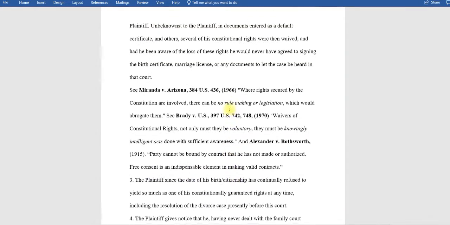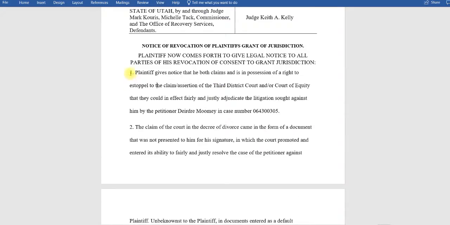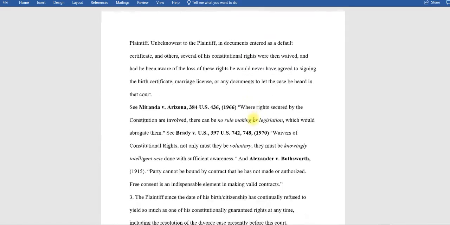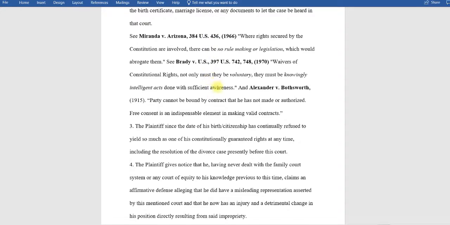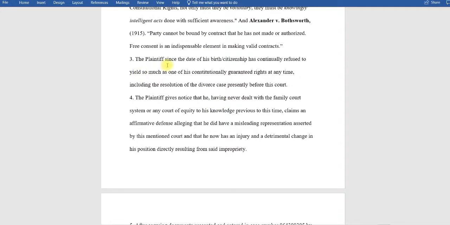Okay. Now the other thing I want to show you too is I am numbering my paragraphs. Okay? This one all has to do with the same thing. So the plaintiff, since the date of his birth, has continually refused to yield so much of one of his constitutionally guaranteed rights, including the resolution of the divorce case presently before the court.